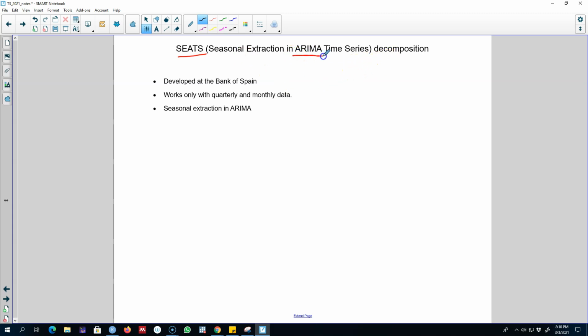And I'm going to spend a considerable amount of time talking about ARIMA models in the future. But here my purpose will be to demonstrate this method to extract three components from a time series. This decomposition method was developed by the Bank of Spain, but nowadays many government agencies and many researchers around the world use this method. Now this method only works with quarterly and monthly data.